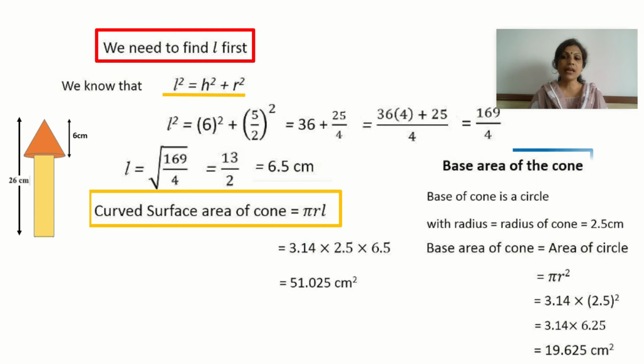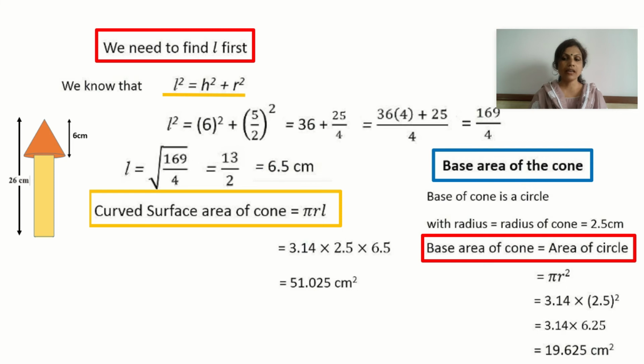Let's now find out the base area of the cone, and the base area of the cone is circular in shape. So base area of cone is equal to area of circle, which is pi into r square, but we are given the radius as 2.5 centimeter. Let's substitute the values. So 3.14 into 2.5 the whole square, 3.14 into 6.25, that is the square of 2.5, and again if you multiply, your answer is 19.625 centimeter square. This is the base area of the cone.